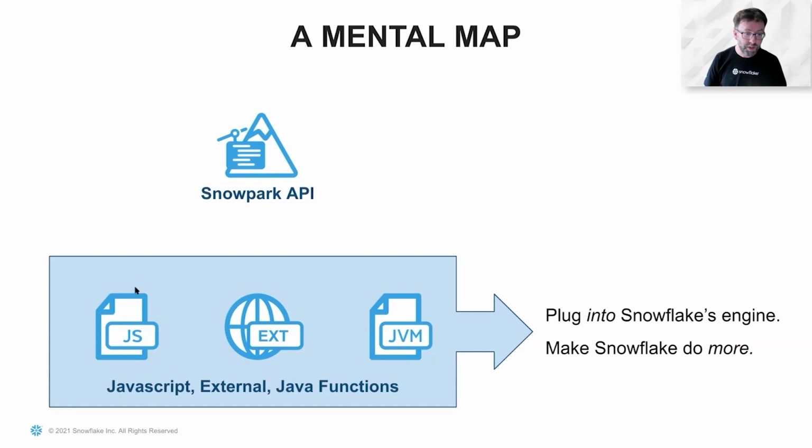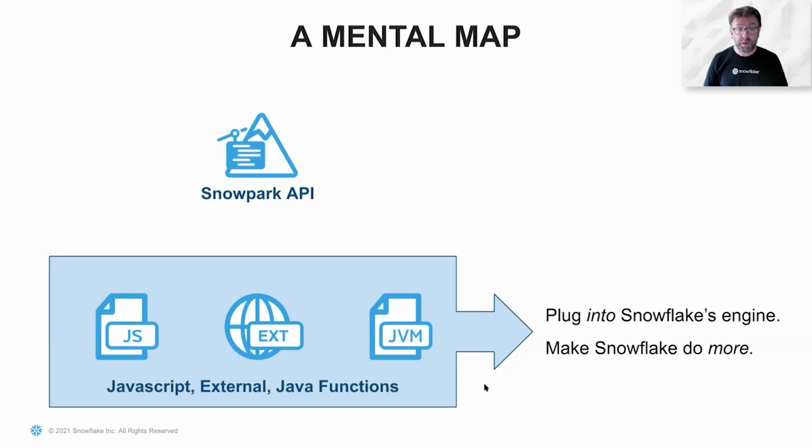So JavaScript functions, of course, have been with us for quite a long time. They actually predate me at Snowflake. External functions was one of the first features that I worked on here and is now actually GA. So you can bind logic to a REST endpoint that you have somewhere out on the internet and bring that logic right into your Snowflake queries. And then these Java functions are really that new piece that we're bringing.